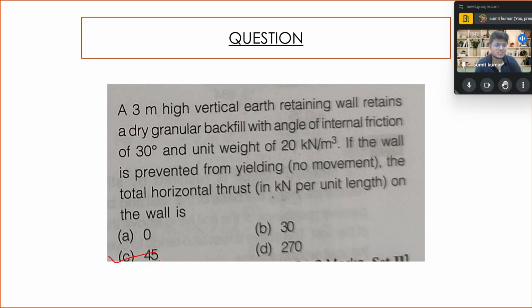Whenever students see the phi value in an earth pressure problem, specifically in the chapter associated with earth pressure theory, 90% of the time we are going to calculate K and give our answer.